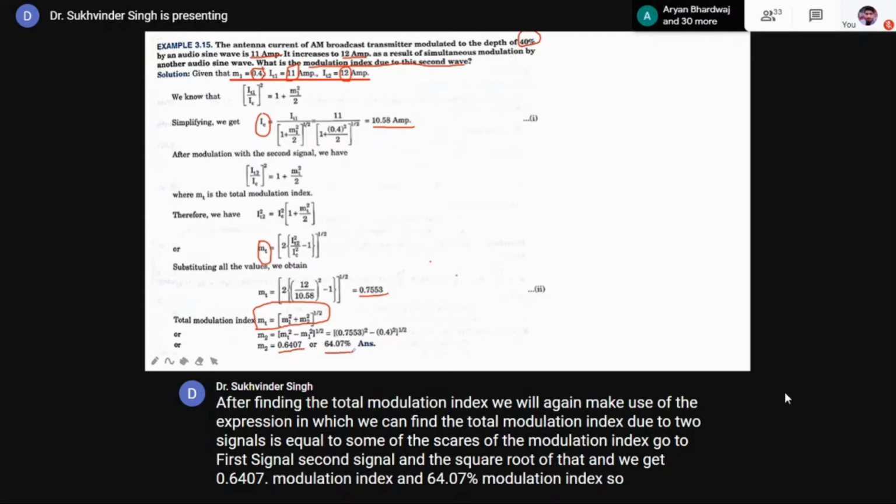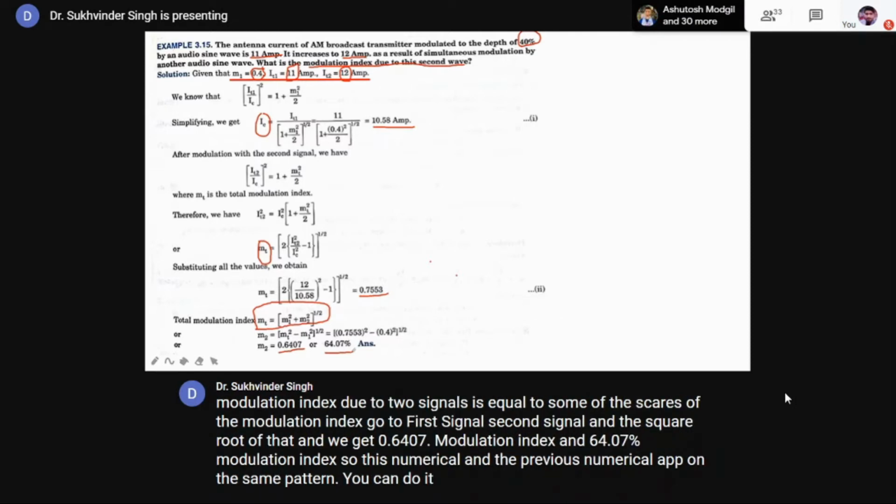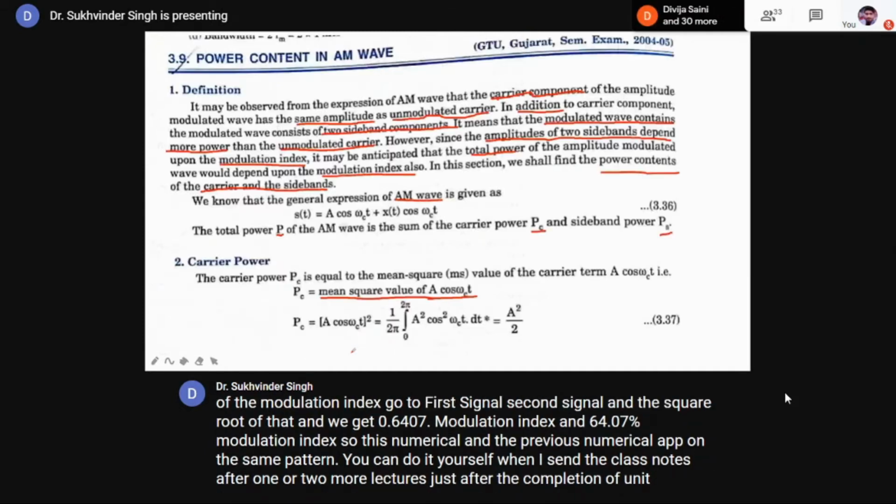So this numerical and the previous numerical are on the same pattern. You can do it yourself when I send the class notes after 1 or 2 more lectures. Just after the completion of Unit 1 Part 1, I will send the class notes. You can see from those notes these numericals and practice them.